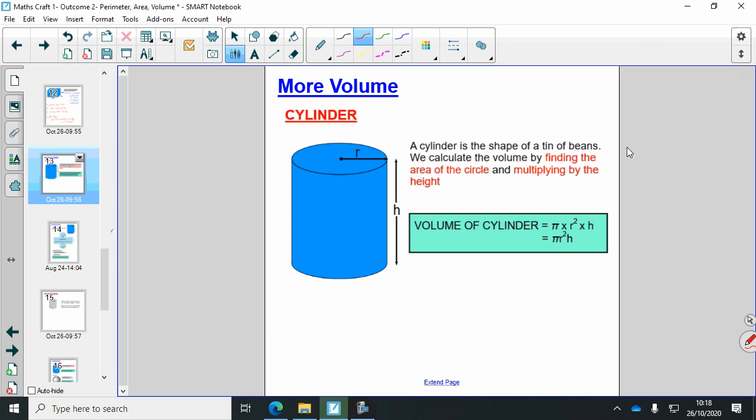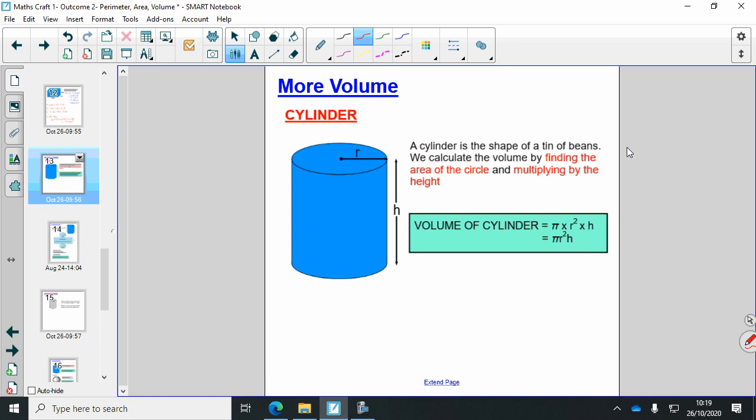We're going to be carrying on with volume and surface area, and we're going to be looking at cylinders just now. Okay, so a cylinder is the shape of a tin of beans, and we calculate the volume of a cylinder by finding the area of the circle on the top or the bottom and multiplying by the height. It makes sense if you think about it.